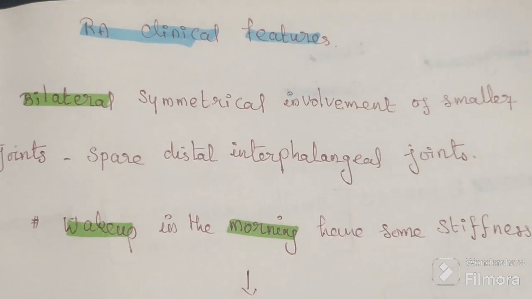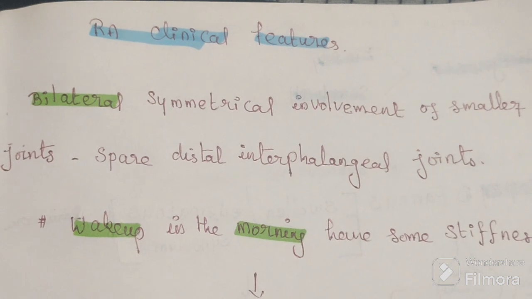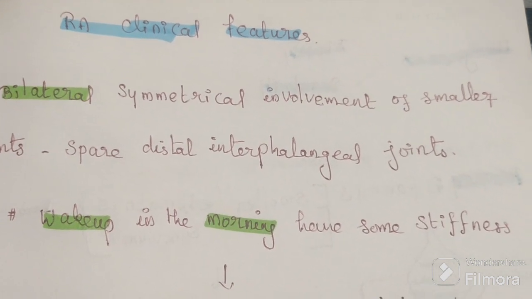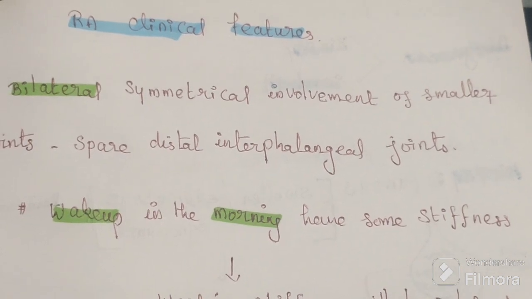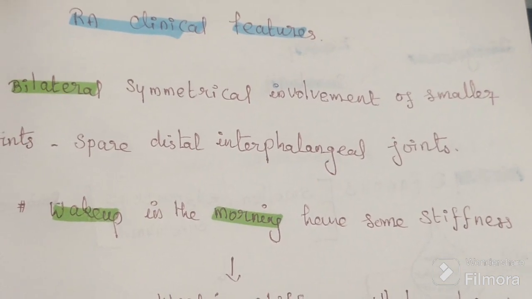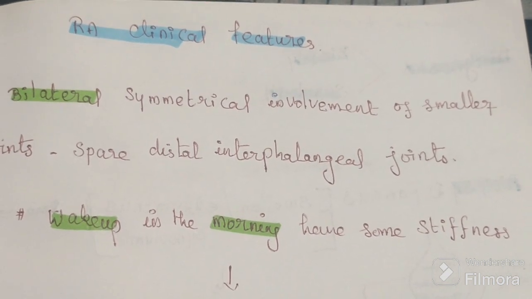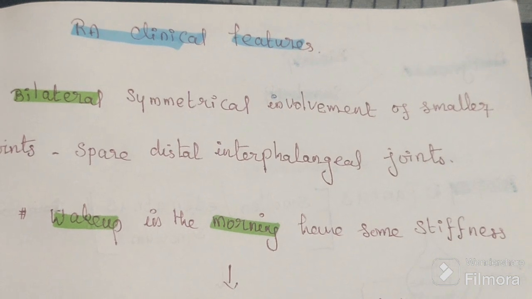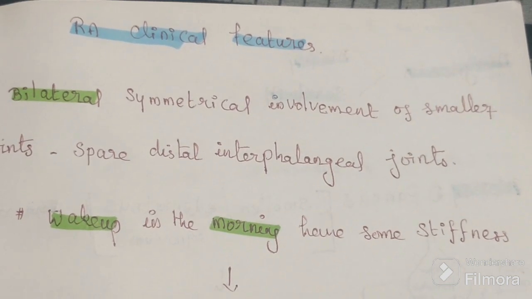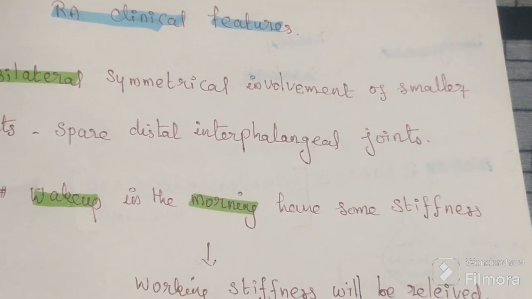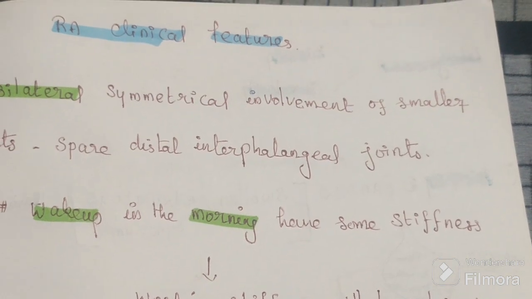Next, clinical features. Rheumatoid arthritis shows bilateral symmetrical involvement of smaller joints. Bilateral symmetrical involvement. Usually they will spare the distal interphalangeal joints.